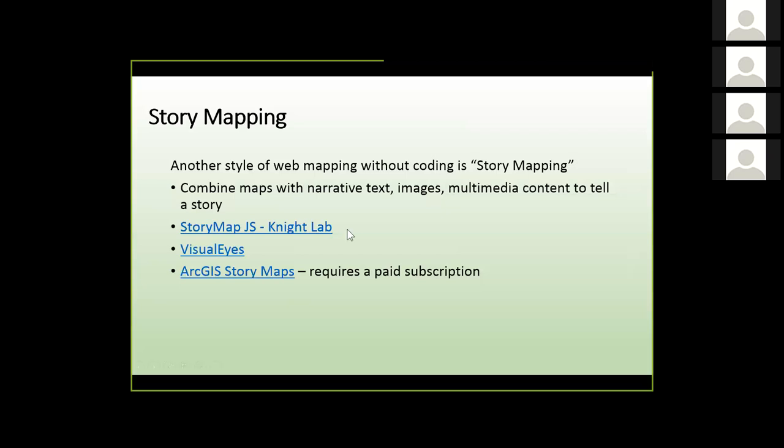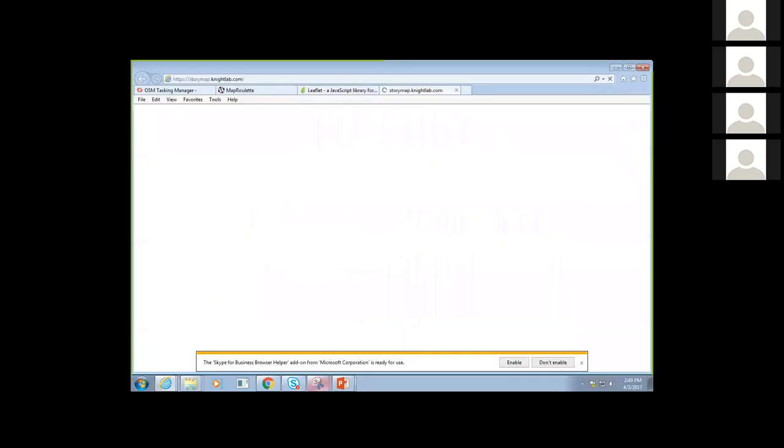And so there are different options. ArcGIS has its own variety that requires a paid subscription. So you could speak to the UK ArcGIS licensing people to see if they can work with you to tap into maybe the enterprise subscription that they have. But if you're just doing a one-off project, maybe you don't want to invest the time in exploring that access. So I provided a couple of free options. We're actually going to spend a little bit of time with StoryMapJS.